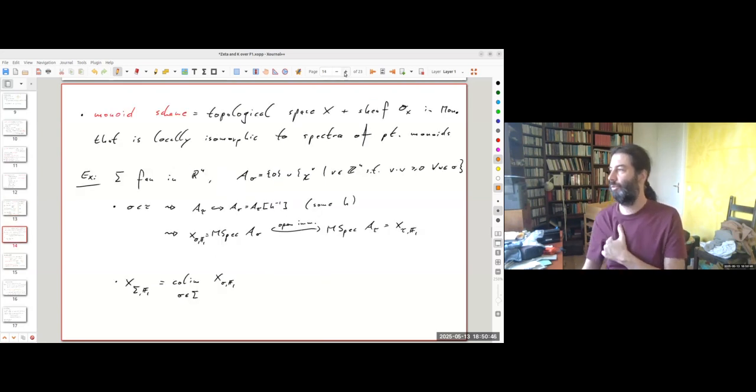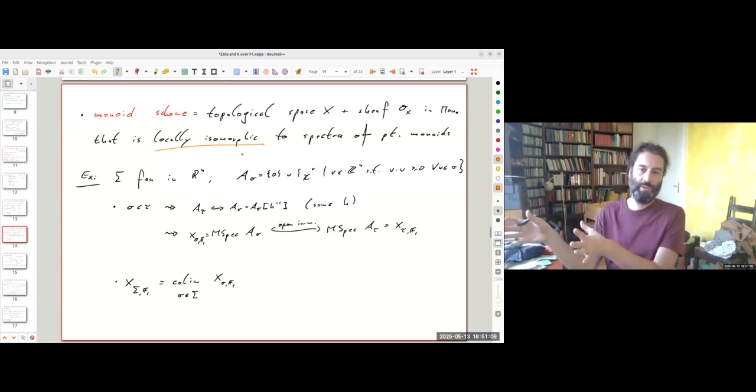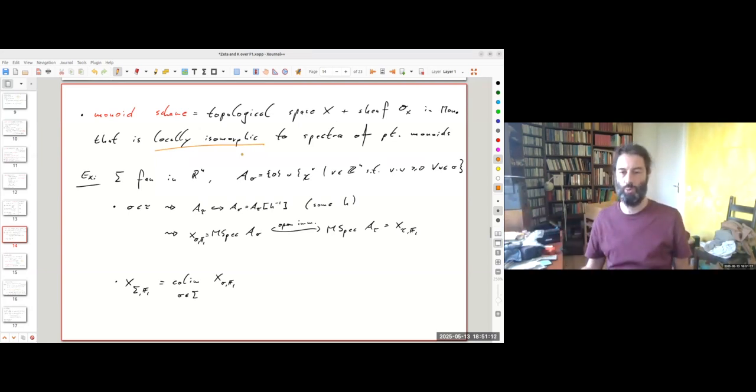Let me now explain finally what a monoid scheme is. Well, a monoid scheme is a topological space X together with a sheaf in monoids, such that it's locally isomorphic to spectra of pointed monoids. So the same as what you would do for schemes. The scheme is a topological space with a sheaf in rings that's covered by spectra of rings. And there's a natural notion of morphism, which I don't go into.